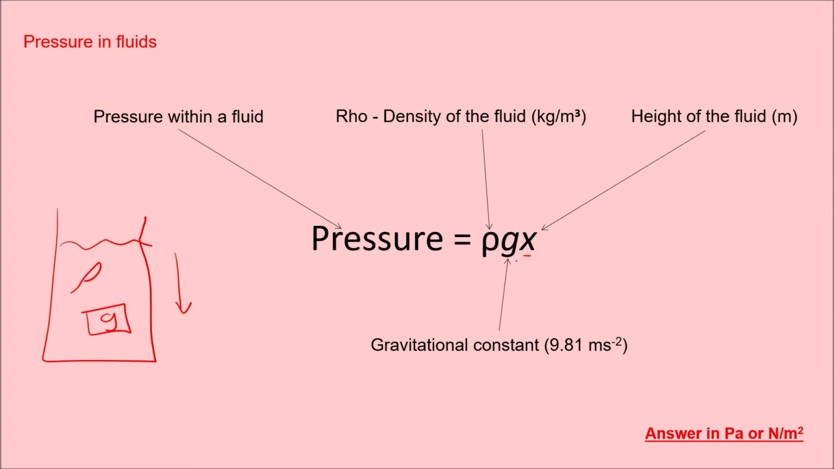Now you might have seen that written as rho g h, but x is the term that we're going to be using. We've got our different symbols here. So we've got pressure, rho, the gravitational constant 9.81, and then height. Now you remember from our statics topics, pressure is measured in pascals or newtons per meter squared, either one of those units, but you've got to have some units on an answer.